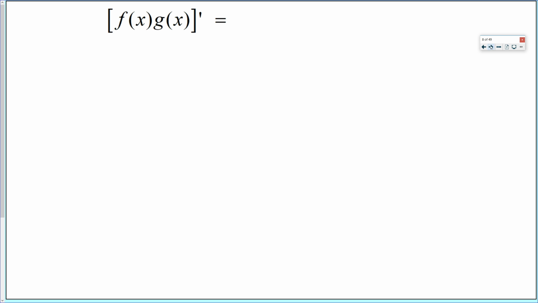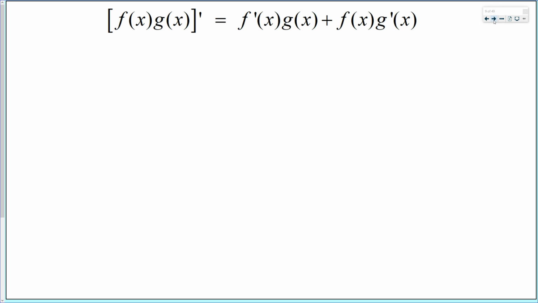So what we have to do is first take a look at how the product rule comes about. If we try to take the derivative of a product of two functions of x, the product rule says that we get this: the derivative of the first thing times the second unchanged, plus the first thing unchanged times the derivative of the second.